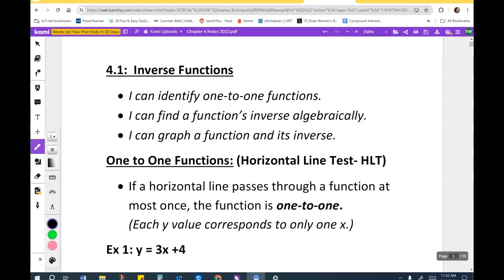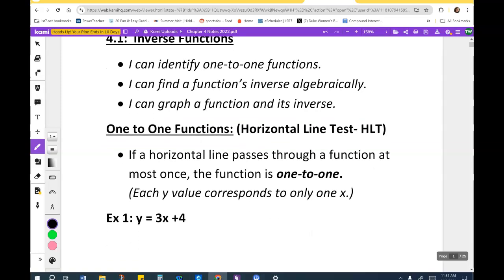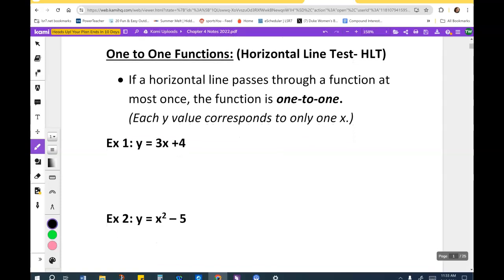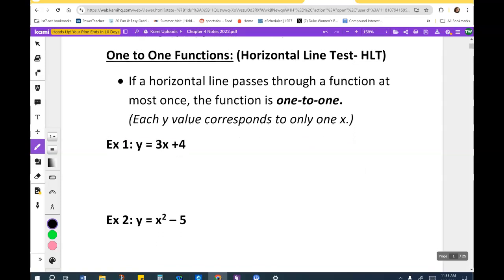Okay, we're going to start with chapter 4. These are inverse functions, and we're going to start with the horizontal line test. A function passes the horizontal line test if a horizontal line goes through the function at most once, then the function is a one-to-one function. So for example for this one, I'm going to kind of just sketch what this would be, right?